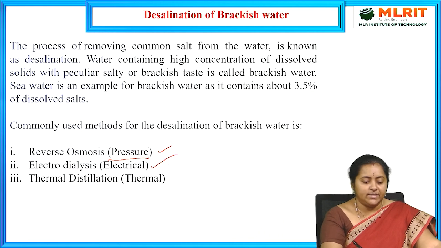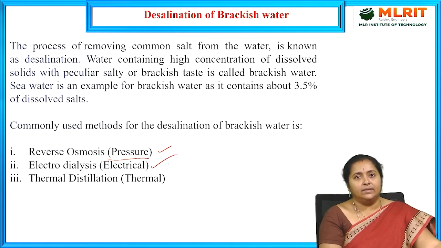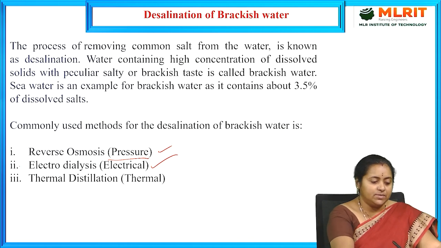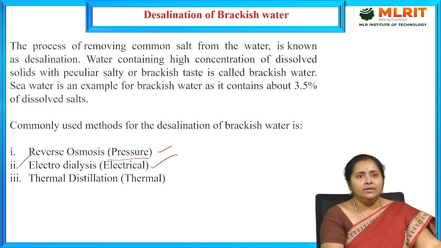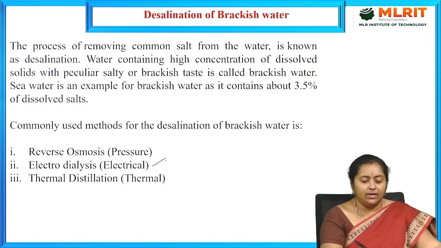The other one is electrodialysis, in which the basic principle of electrolysis is applied. That means the process in which, if you supply electrical energy, it is converted into chemical energy. Using this principle, and knowing that on applying electrical energy anions always move towards the anode and cations always move towards the cathode, electrodialysis takes place. That's why we call it the electrodialysis method.